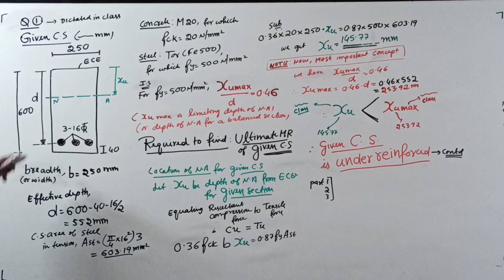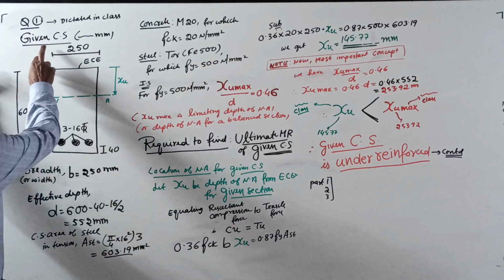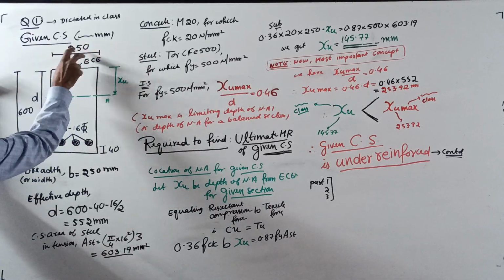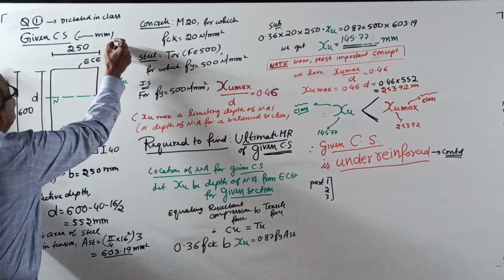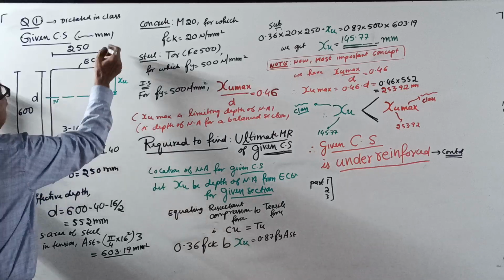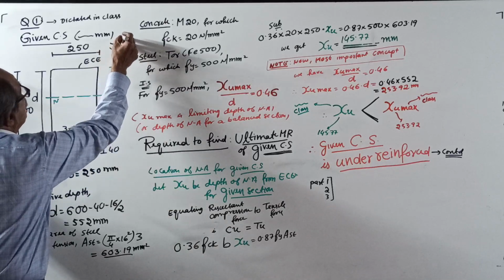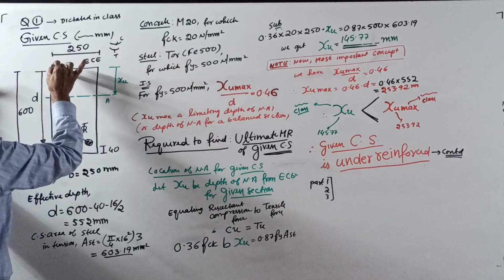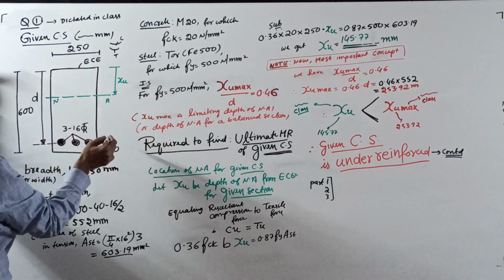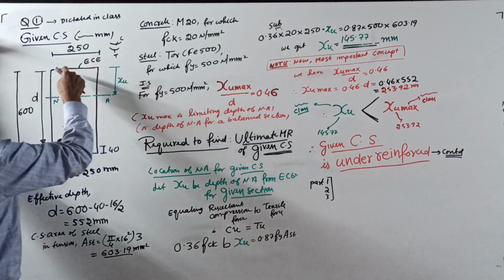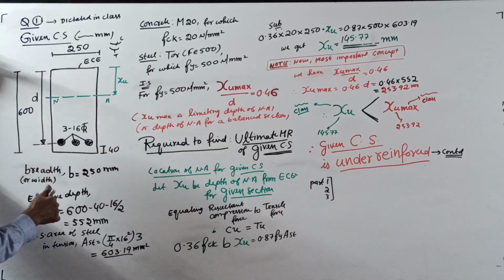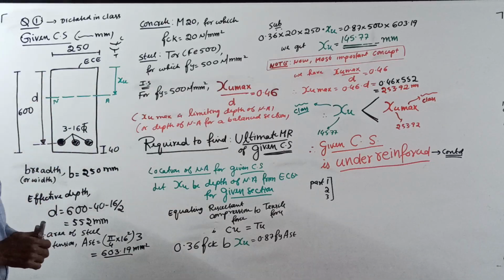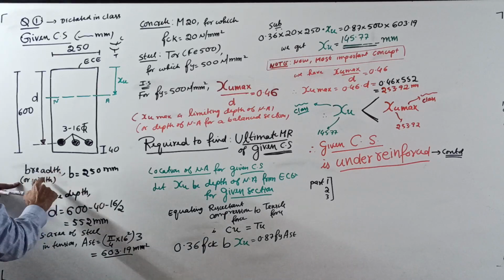Over. Start. Solution. Given cross section, all in millimeter: 250, 600, 3 bars. Already told in the question, it is sagging BM, so top is compression, bottom is tension. Extreme compression edge, this is tension. Clear cover given, be careful. As I told you, XU is measured from the compression side, and D also from there. Now, only one question I will write.